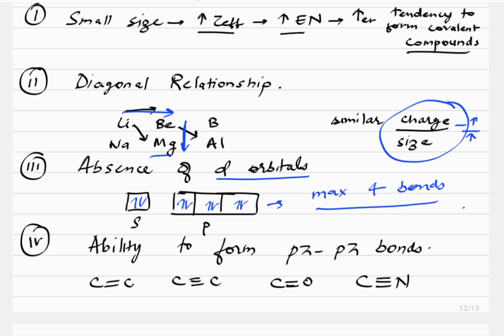Whereas the rest of the group members, third period members or fourth period members, can make more than 4 bonds because they can keep some of the electrons in d orbitals as well. They have d orbitals available to them. But for second period, because n is equal to 2, you can have a maximum of 2s and 2p. 2d is not there. Since 2d is not there, you can have a maximum of 4 bonds, right?